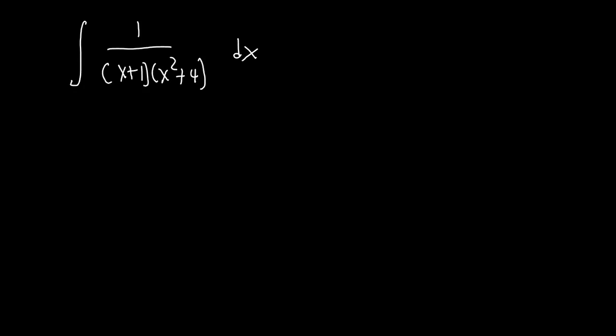In order to do this one, we can't just reuse constants anymore. If you think about how we're going to handle this x squared plus 4, we can handle x plus 1 easily, because we can just put a constant such as a or b over x plus 1. Well, we can't really do the same for x squared plus 4.